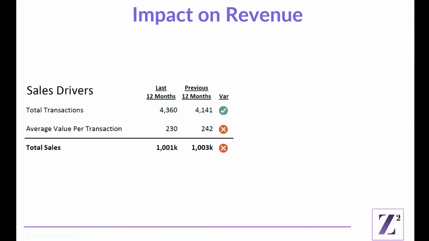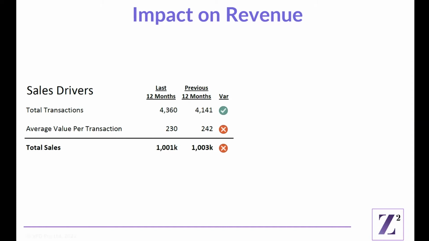Let's look at part of Alex's management pack. You should now be able to identify the lead indicators and compare them with the lag indicators. So sales is clearly a lag indicator or an output, whereas the number of transactions and the average value per transaction are lead indicators. So in order to improve sales, you should not be looking at the output. You need to monitor and seek to control the input drivers.